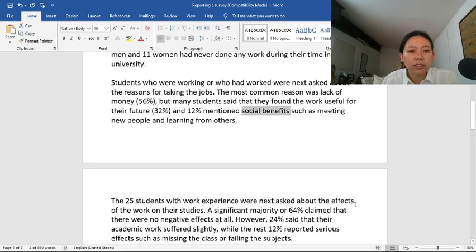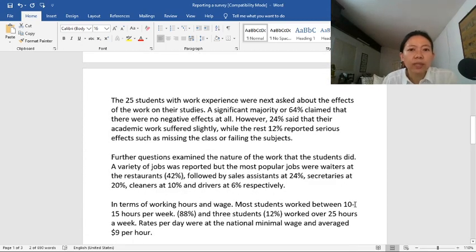So next is the finding for the third question. The students were asked about the effect of work on their study. A significant majority of 64% claim that there was no negative effect at all. And then this is followed by 24% who say that there was some slight effect on their study and their life. And only 12% report a serious effect, such as failing the class or missing the class.